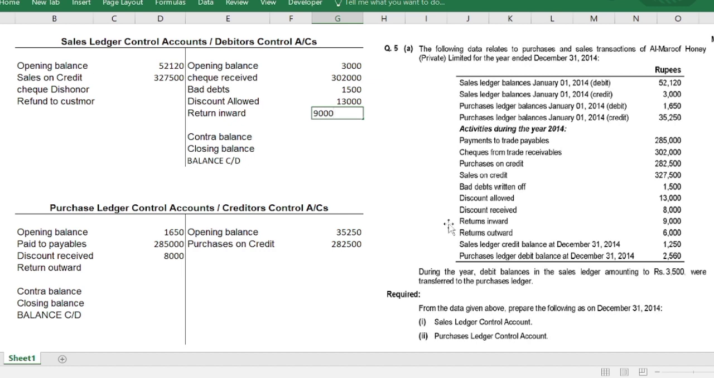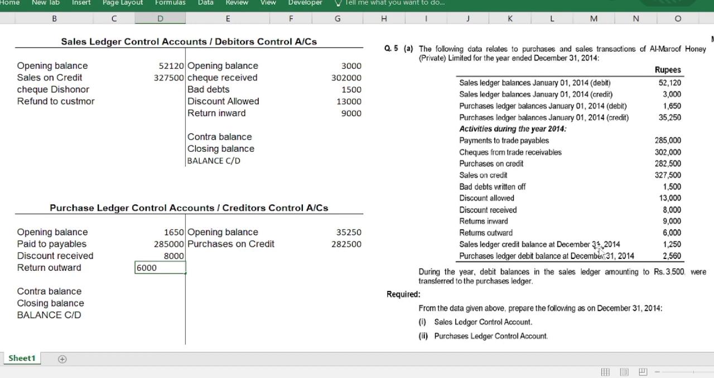Dear friends, for example, we purchase a bulk quantity from our suppliers. Due to any reason, we return some goods and services to our supplier. So what is the effect of these transactions? Due to which our payables account will be decreased. So all those transactions due to which our payable account decreases, we record them onto the debit side in purchase ledger control account. So we go on to the debit side in purchase ledger control accounts and record it by the 6,000 rupees. And after that, the next transaction is sale ledger credit balance at December 31st, 2014.